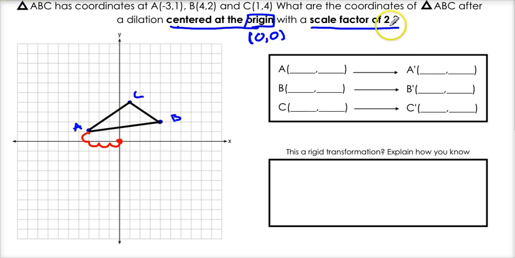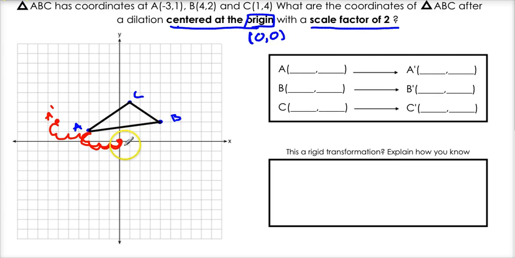If we are dilating by 2, that means we just do that twice, meaning we're multiplying that distance twice. So A prime would be at, we're going to do this twice. 1, 2, 3, up 1. That's the first time. And we're going to just do it again. 1, 2, 3, up 1. And that is our A prime. See, by doing that twice, you've doubled the distance.